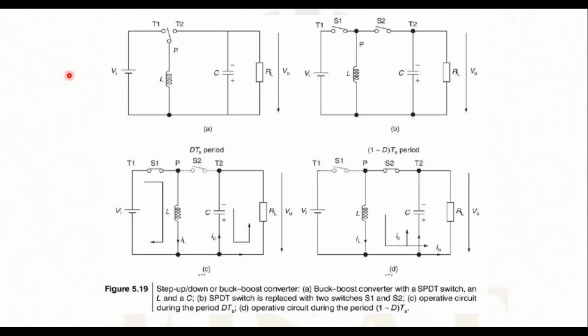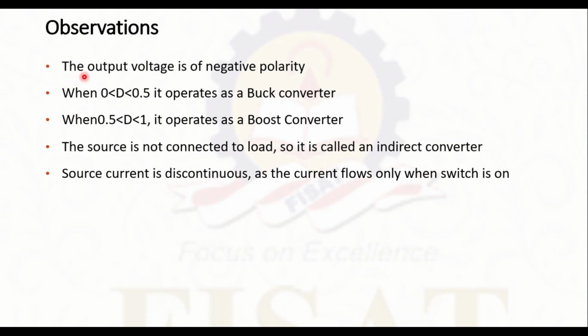So just like we saw in this figure, here the capacitor discharges in this direction. So the polarity of the output is inversed. That is why the output voltage is of negative polarity.